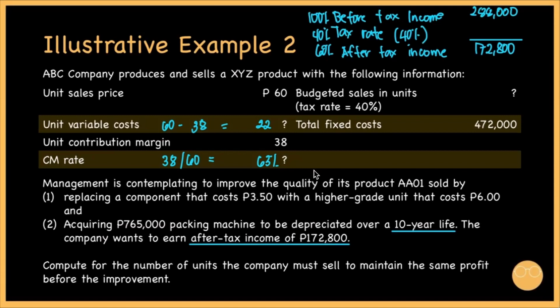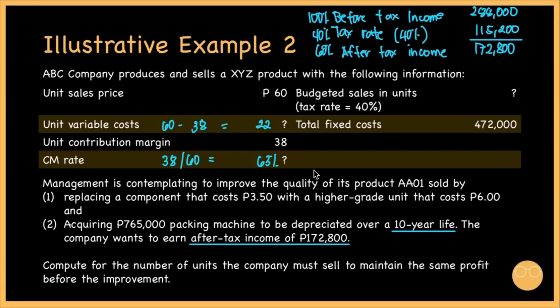288,000 pesos less 172,800 will give you 115,200. So our tax here is 115,200. Our before tax income is 288,000. Now let's try to compute for the other things.